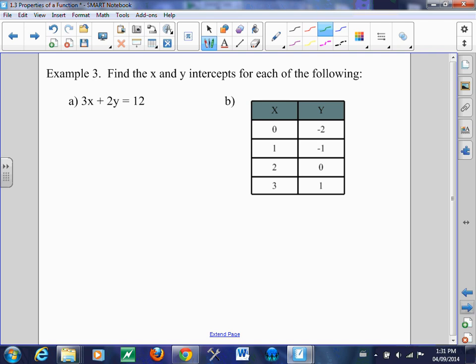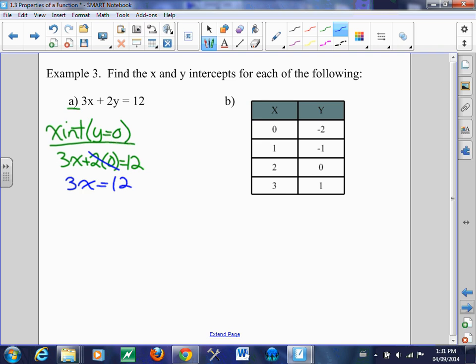As it said in our properties, to find the x-intercept, you let y equal 0. So I'm going to rewrite this equation in A. Wherever I see a y, I'm going to put a 0. So it's going to be 3x plus 2 times 0 equals 12. 0 times anything, ladies and gentlemen, is 0. So we end up with 3x equals 12. How do we get x by itself, guys? You divide both sides by 3. So x equals 4, that's your x-intercept. Therefore your ordered pair will be (4, 0) if they asked you to graph it. That's how you would do that.